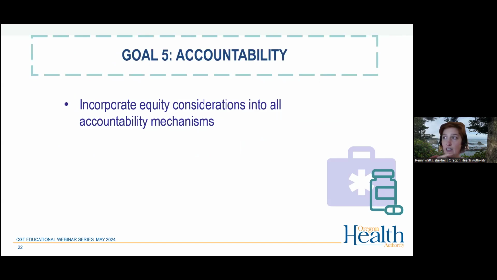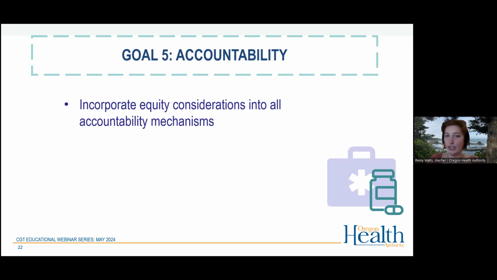And then goal number 5, accountability. How do we incorporate equity considerations into all accountability mechanisms? So this goal is relatively straightforward. I think a really great example of this recently was actually in the recent accountability rulemaking. Shout out to any of my colleagues who are on this call who have been working on that project. And they were developing these financial penalties for entities that don't stay within the cost growth target, and those are being developed right now.